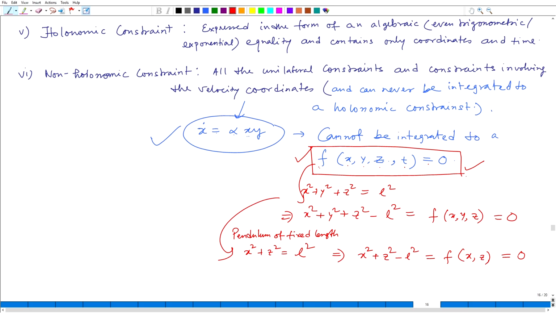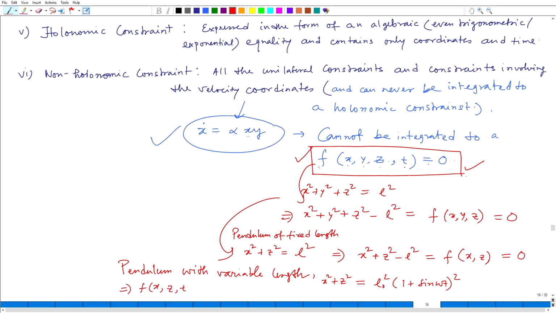Okay. So, finally, for a pendulum with variable length, the example which we have already discussed, you can write x square plus z square equals l 0 square times 1 plus sin omega t, whole square. Then the function is a function of x, z and t, that is x square plus z square minus l 0 square times 1 plus sin omega t whole square, which will be equal to 0. So now you see that for any holonomic constraint you can always have this type of form.